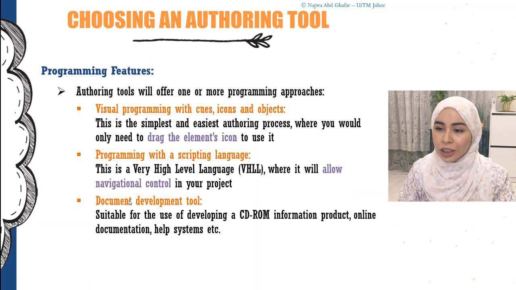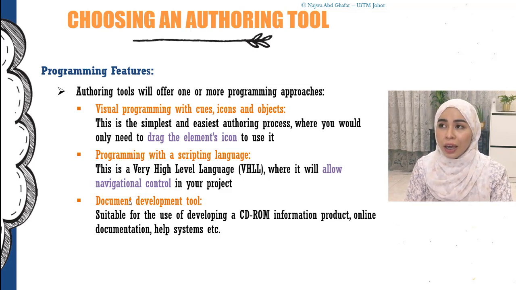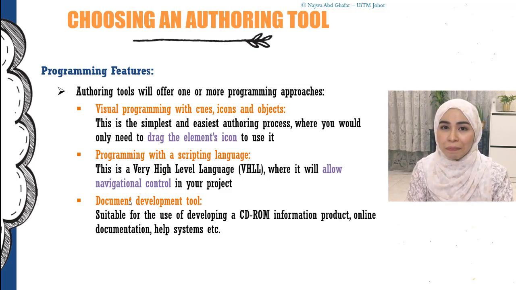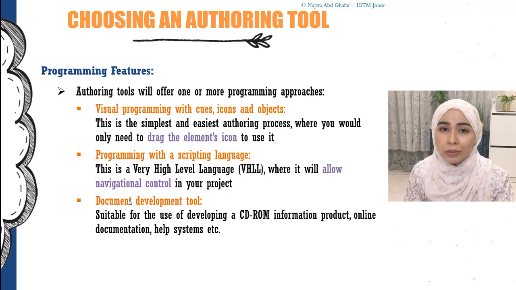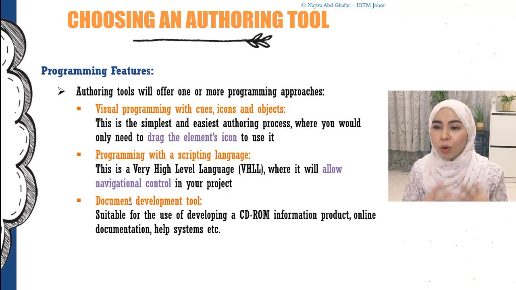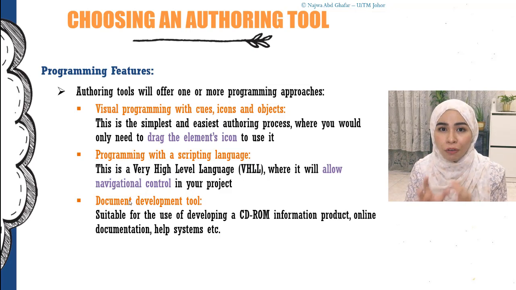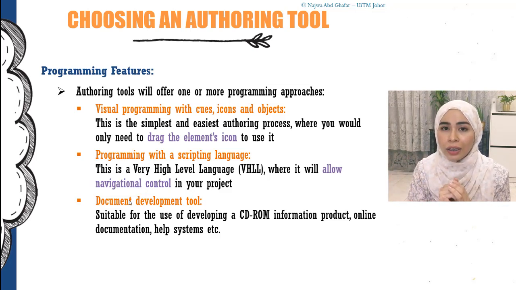All right, the next type of features we have is the programming features. Authoring tools will offer one or more programming approaches. If you feel comfortable using visual programming, then you can use an icon-based tool. If you want to create a specific program for your project, maybe you can use time-based authoring tools. Depending on what kind of programming features you want inside your authoring tool, you can determine which software is suitable for you.